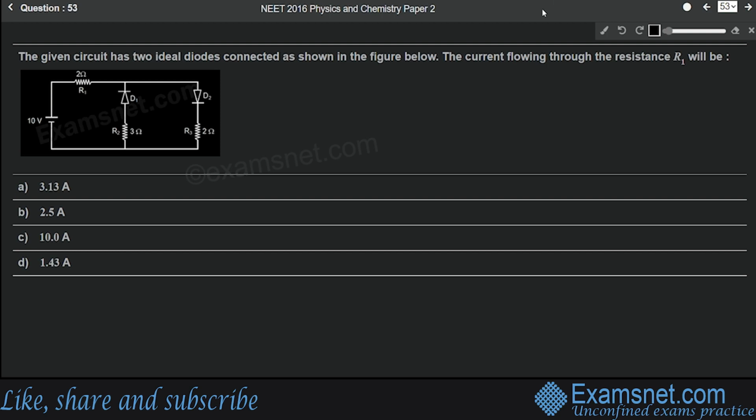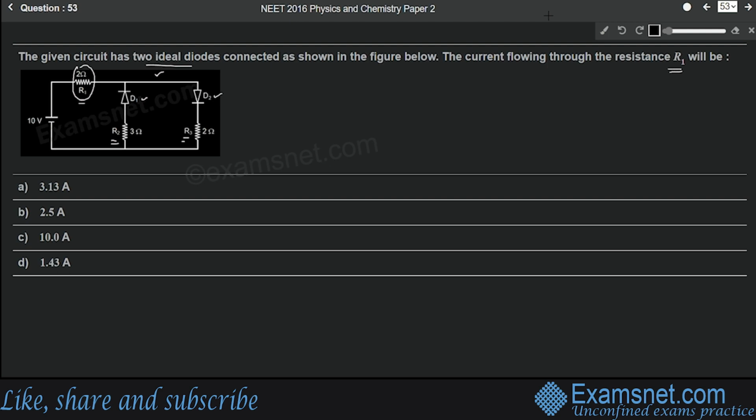Question number 53 is again from the chapter Semiconductor Electronics, and the question is, the given circuit has two ideal diodes connected as shown in the figure below. The current flowing through the resistance R1 will be. So look at this diagram. You can see that there are two diodes D1 and D2 and three resistances R1, R2 and R3. So we have to find the current flowing through the resistance R1, that is this 2 ohm resistance, right?